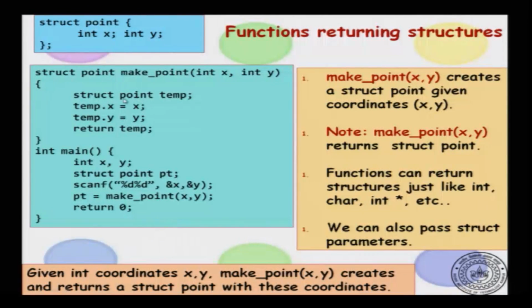Now, how do you define it? For example, you can define a variable temp of type struct point and then say temp.x equal to x, temp.y equal to y, and return temp. If you forget about this particular code, if temp had been an int variable, you would say return temp if the function was of return type int. Here the function is returning struct point, and you would do it exactly in the same way as a function returning int.